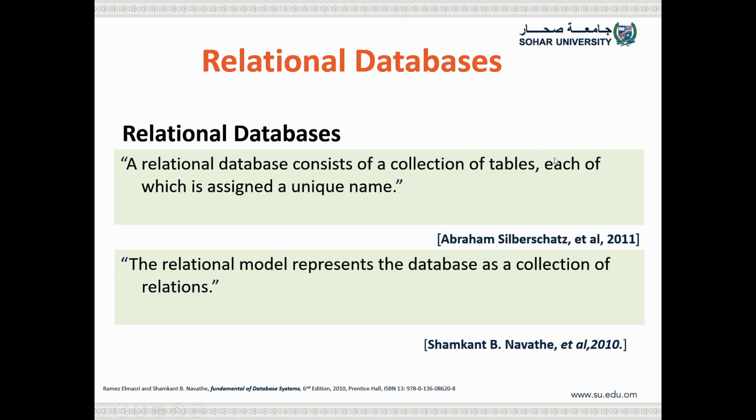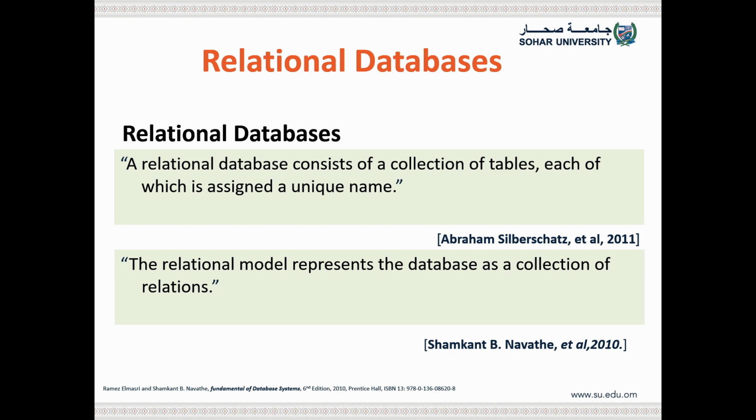Each of which is assigned a unique name. They have all unique names. So the course has a unique name. You can't name two tables course. If you name them two courses, you can't separate them from each other.